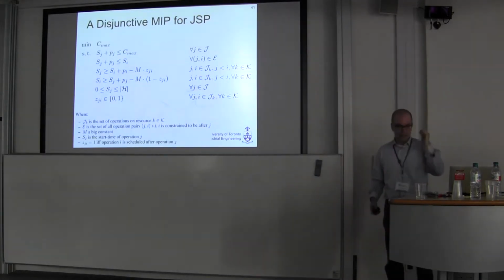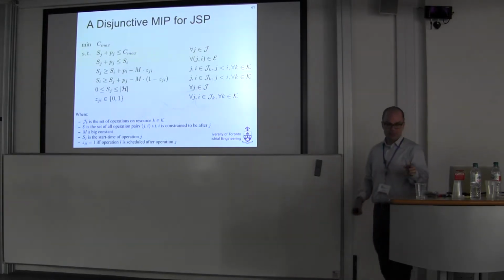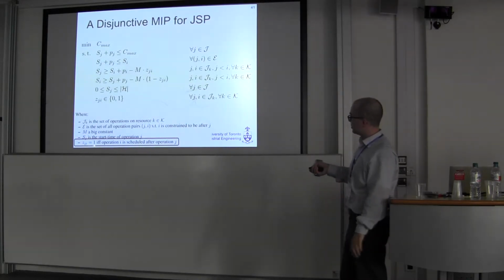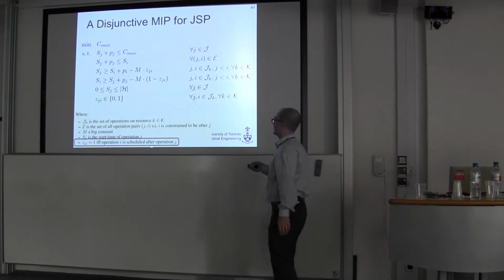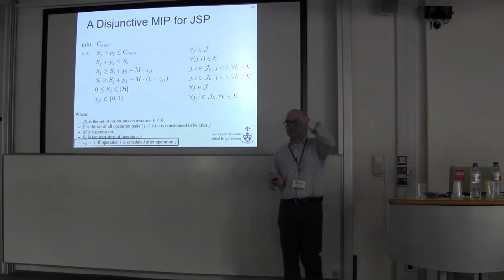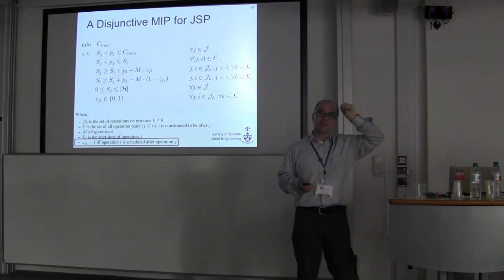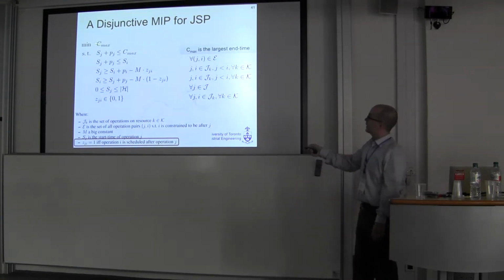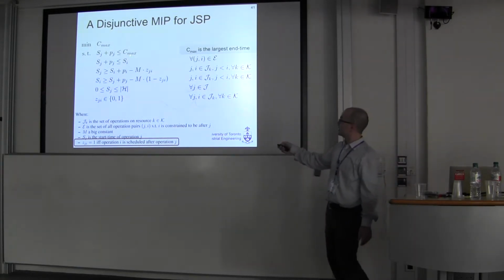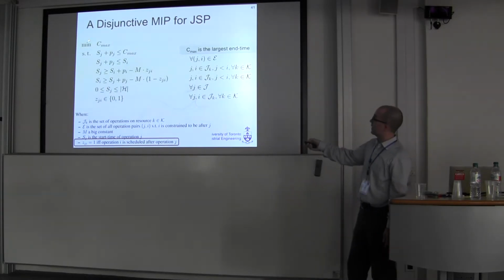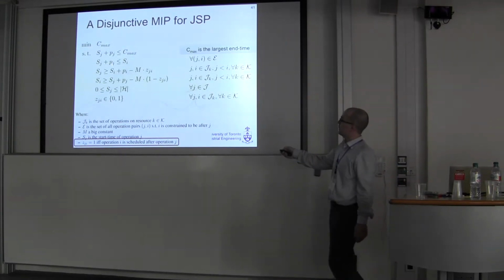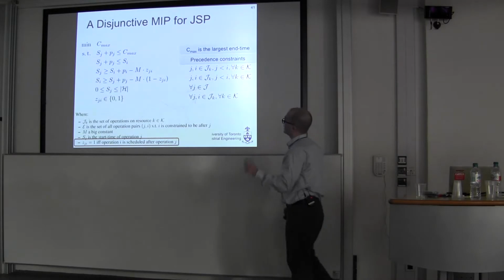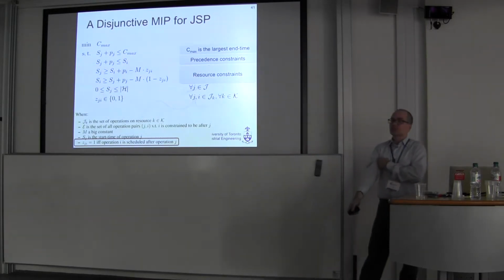So here is a disjunctive model for a job-shop scheduling problem. So focus down here: s_ij is 1 if operation i is scheduled after operation j. So we're using that ordering variable that we talked about earlier, which we can use in CP as well. Okay? Cmax is the largest end time, nothing new there. Okay, we're going to minimize Cmax. This is the same constraint we saw in CP. This is the same constraint we saw in CP for those precedence constraints that are in my job. Those are precedence constraints. And this is the resource constraint.